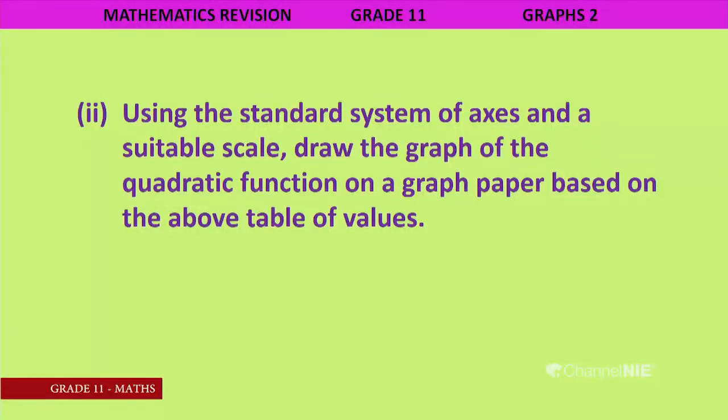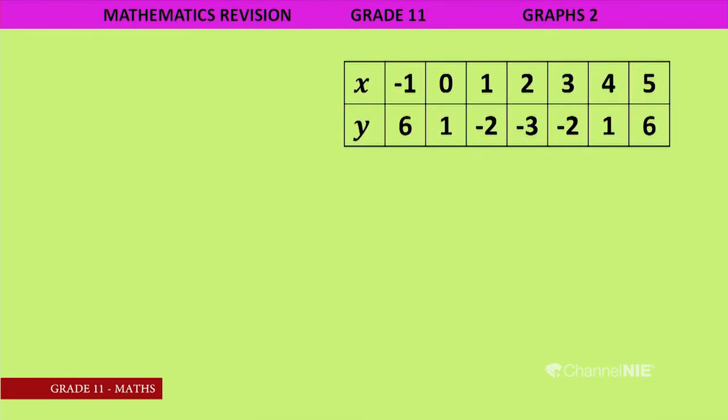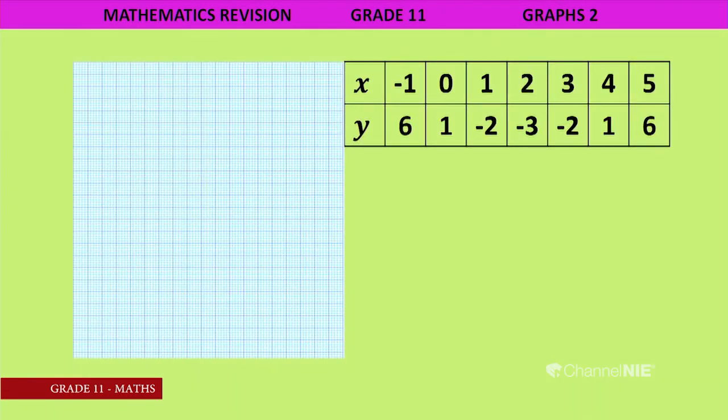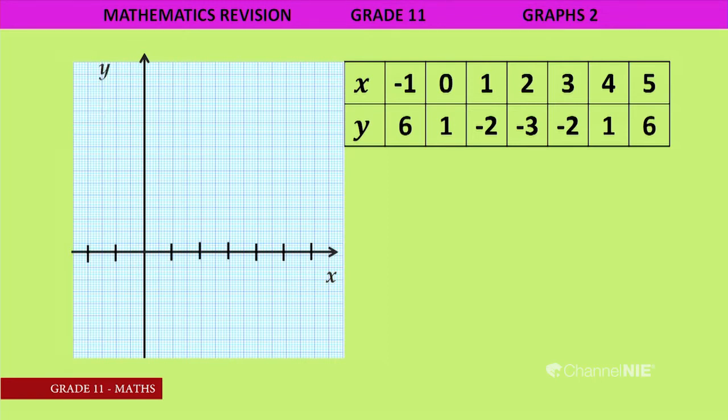Using the standard system of axis and a suitable scale, draw the graph of the quadratic function on a graph paper based on the above table of values. This is your table of values. This is your graph paper, x-axis, here your y-axis, then marking points. Before marking points, the values on x-axis, values on y-axis, then you can give numbers like this, both x-axis and y-axis. This is your first point, minus 1, 6.